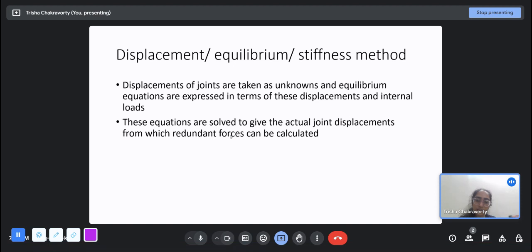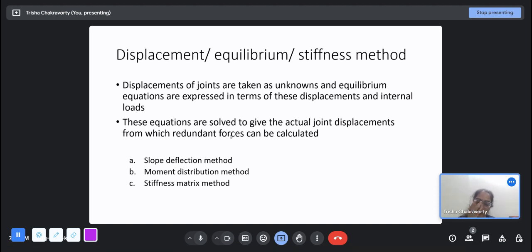There are three main methods that come under this: the slope deflection method, moment distribution method, and the stiffness matrix method. Today we are going to look at the slope deflection method in week 10. In week 11, we will look at the moment distribution method, and in week 12, the final week, we will look at the stiffness matrix method.